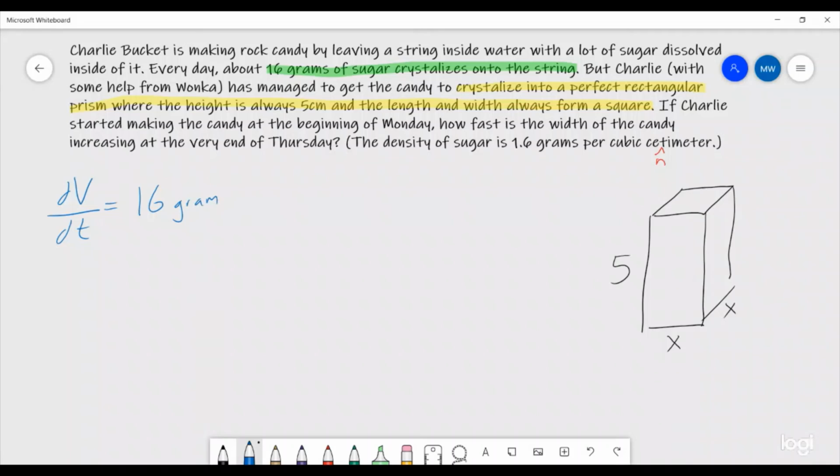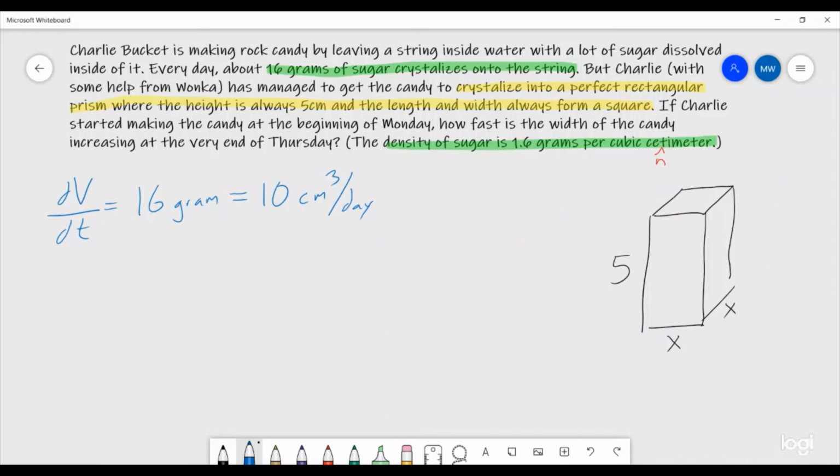Are grams a unit of volume? No, grams are a unit of mass, so we need to figure out what's the volume. Well, that's what this density piece down here at the end is telling us. The density is 1.6 grams per cubic centimeter, so that means the change in volume is 16 grams divided by 1.6 grams per cubic centimeter to give us 10 cubic centimeters. So that's how fast it is changing. It's 10 cubic centimeters per day.